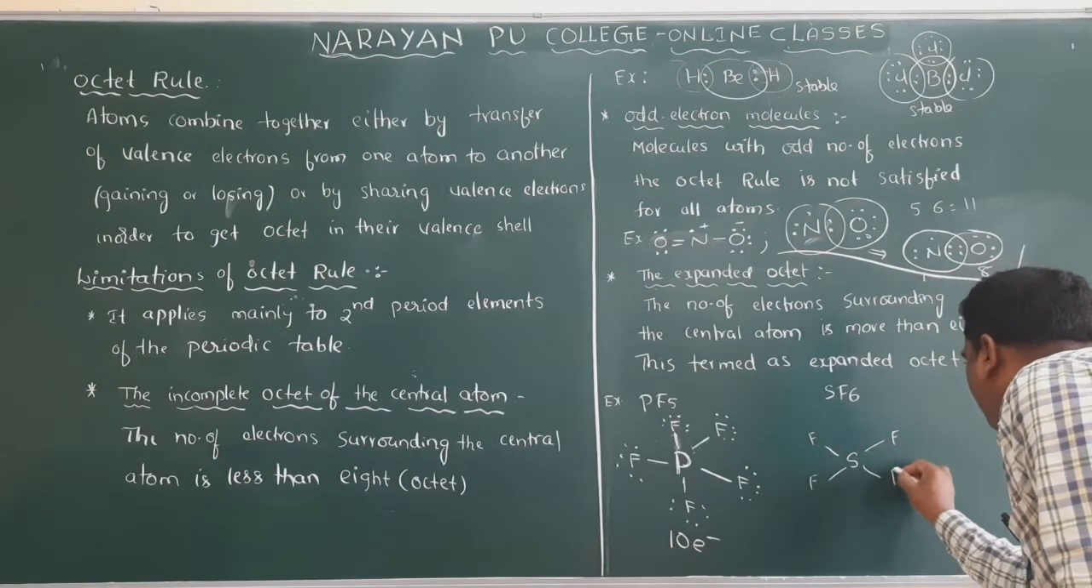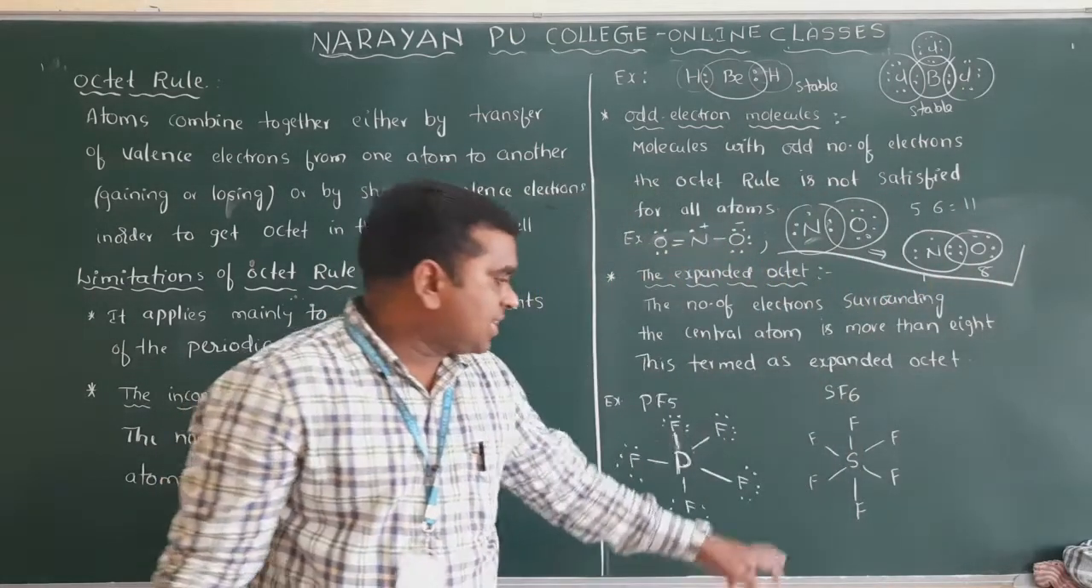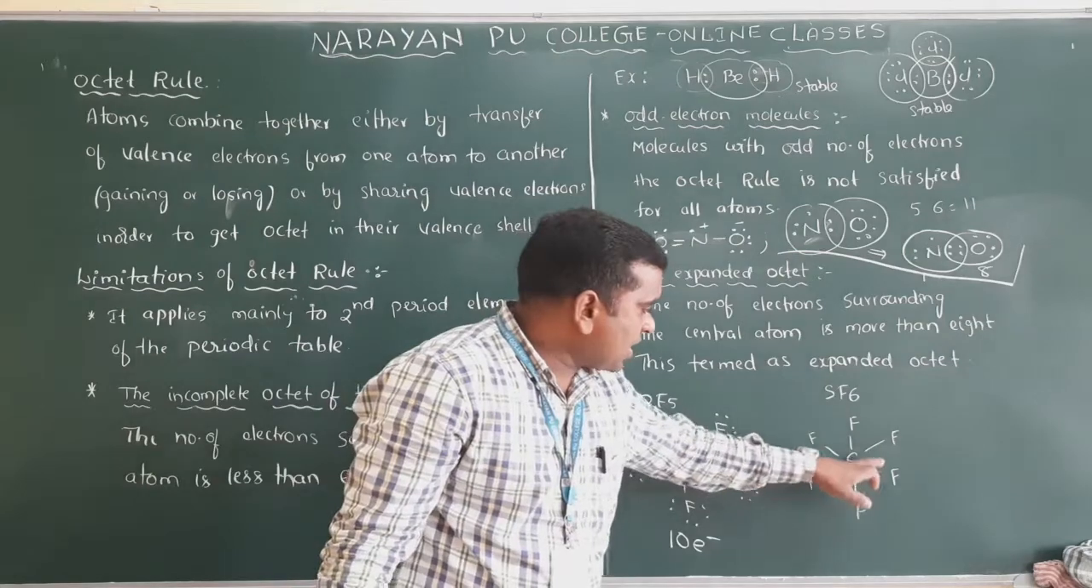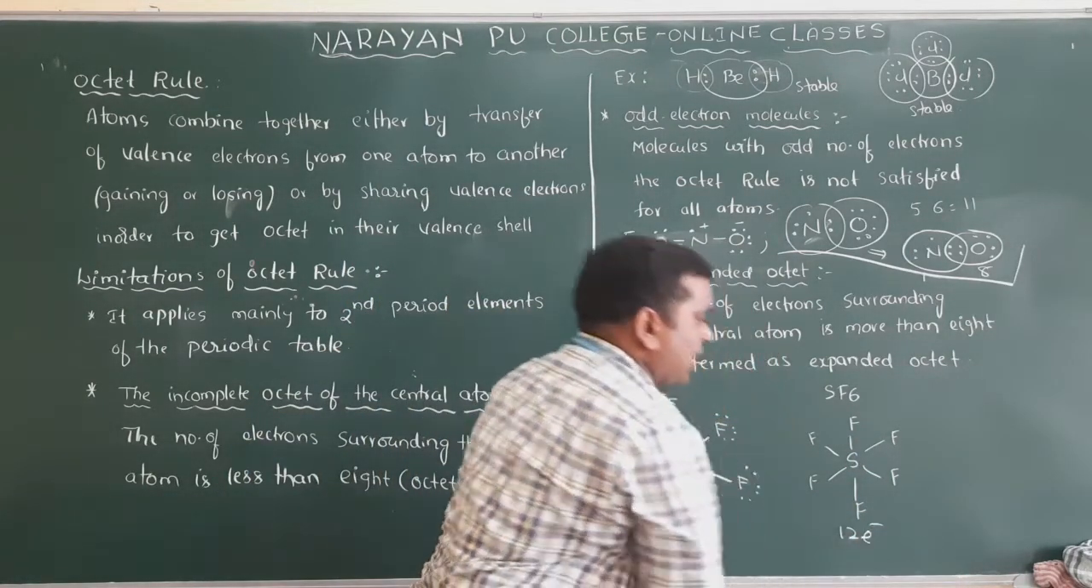In the same way, if I take SF6, sulfur, and in this case fluorine and the same fluorine, here fluorine, and this is SF6. Now how many electrons are there around the central atom here? How many bonds are there here? 6 bonds. 6 bonds means how many electrons? 12 electrons.